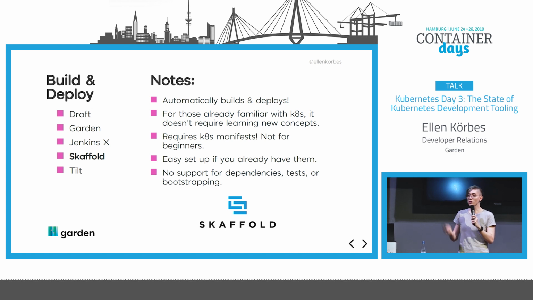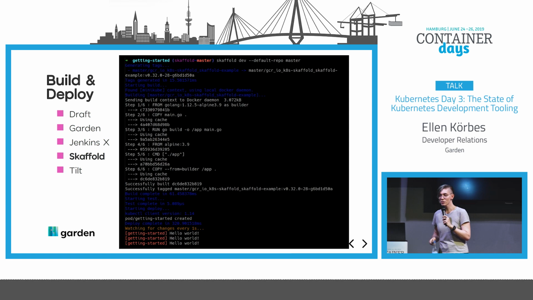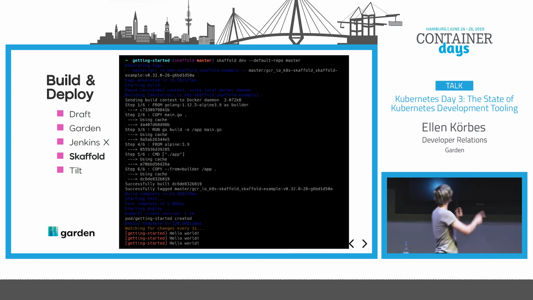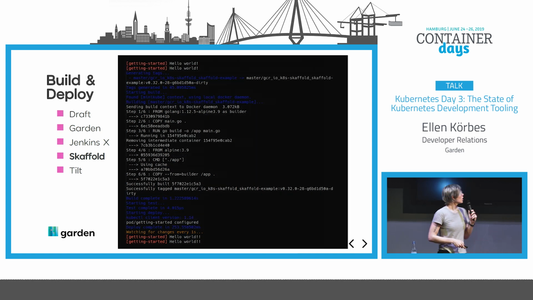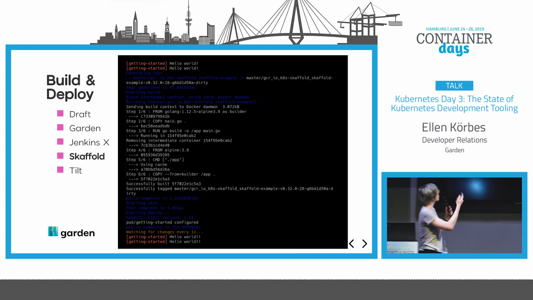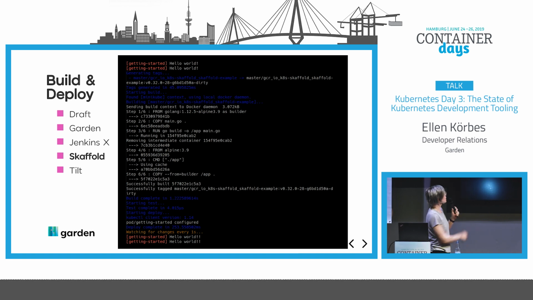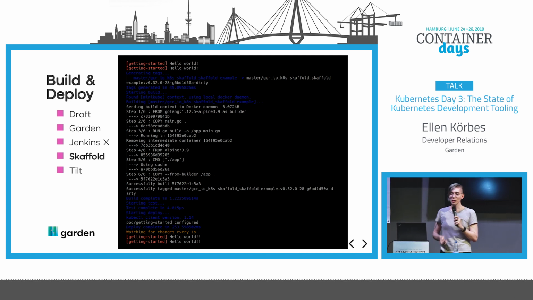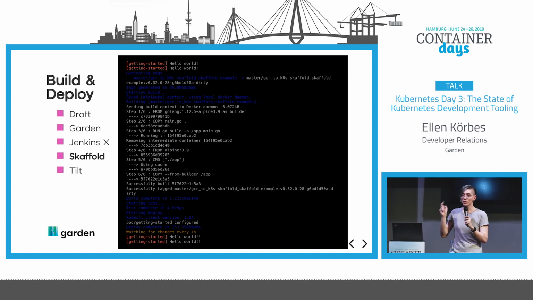So Skaffold, it's very fast. It's very simple to set up once you have your manifests. This is what it looks like. I start Skaffold, it builds my stuff, it puts my stuff in the cluster, and here at the bottom is the output of my application. I make a change, it rebuilds again, redeploys again, and now I have an extra exclamation mark, which is always fun. Okay, so that's Skaffold. Pretty simple, pretty straightforward. So now we're going to talk about Tilt.